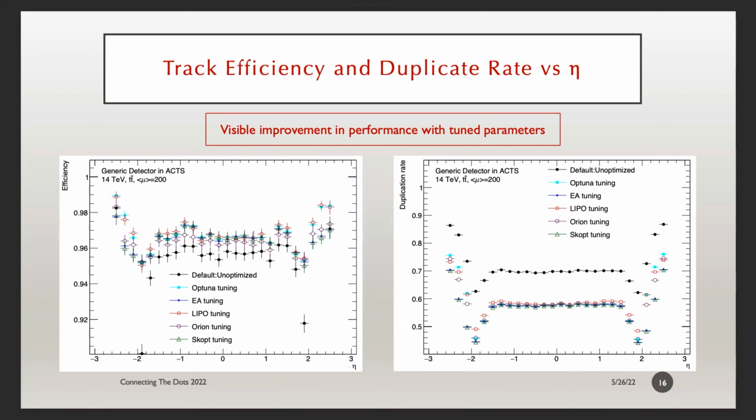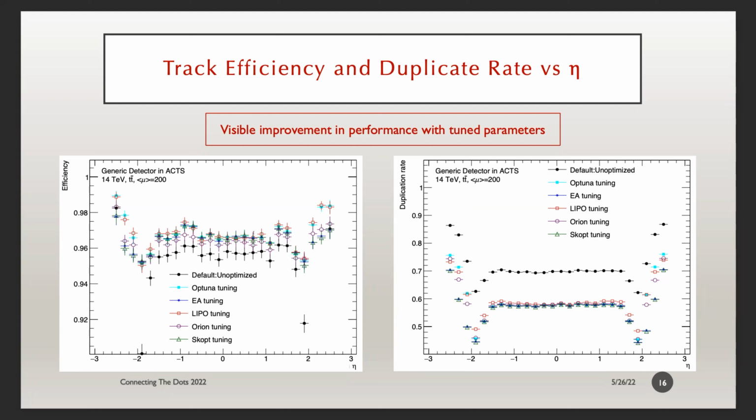So here is the tracking efficiency and the duplicate rate as a function of eta. This plot shows the efficiency as a function of eta, and the black dots are the unoptimized parameters, and the other ones are the optimized parameters using different algorithms. So this is Optuna, EA, LiPo, Orion, and SKOpt. We have all 5 algorithms and we have optimized parameters. So we are getting higher efficiency even in the barrel region, and especially in the end-cap region, we have very low efficiency for the unoptimized parameters, and our optimized parameters are able to achieve better efficiency in the high eta region as well. And this is the duplicate rate as a function of eta.